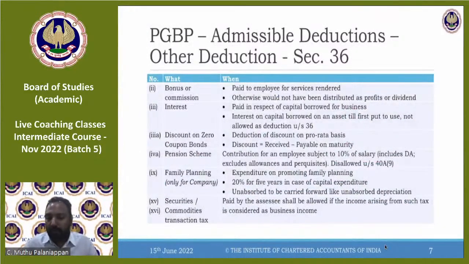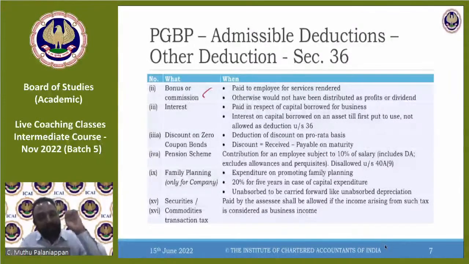Now, a few other deductions under section 36. What are all the eligible deductions? Bonus or commission. What does it say? It is paid to an employee for services rendered, otherwise it would not have been distributed as profits. Why is this line given?